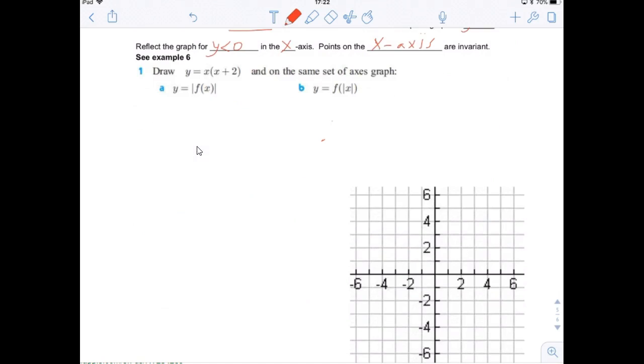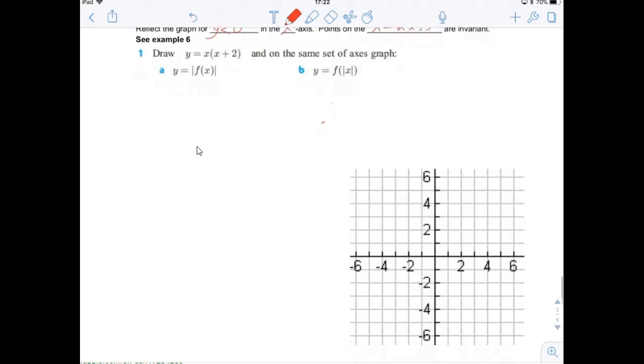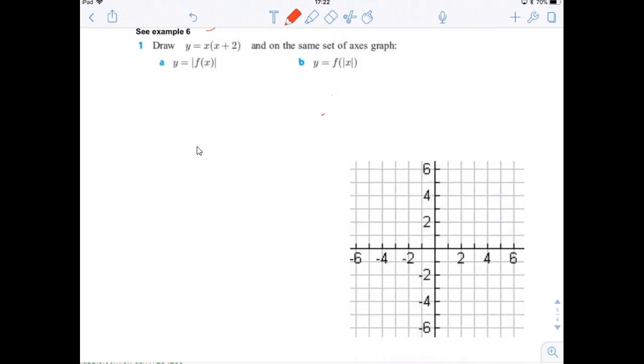Number 1, draw y equals x times x plus 2, and on the same set of axes graph these two versions of the function using the absolute value function to transform them. So first we're going to draw x times x plus 2. Remember that since it gives it to you in factored form, it's easier to go with that and graph where it intersects the x-axis, which is what the factored form gives you.